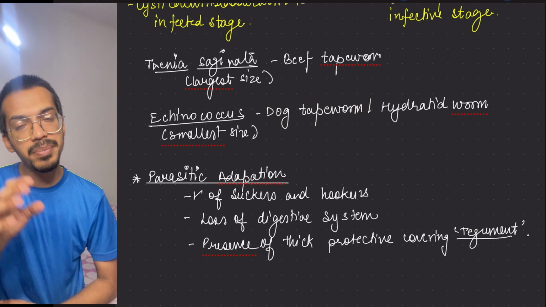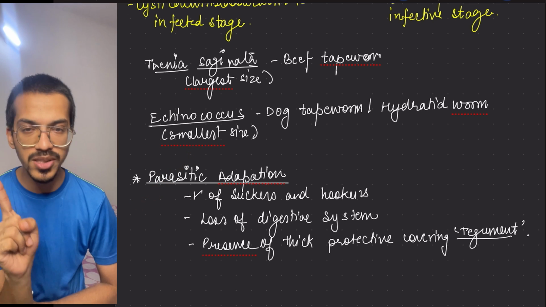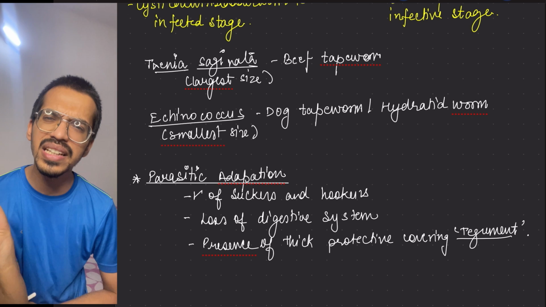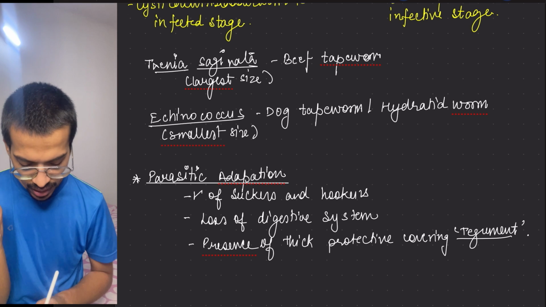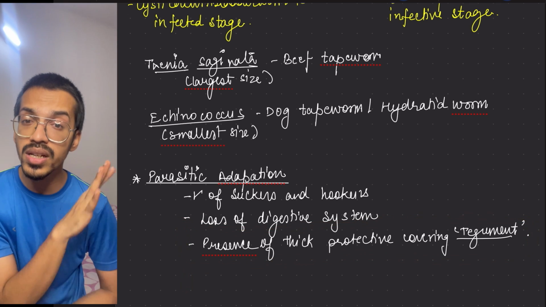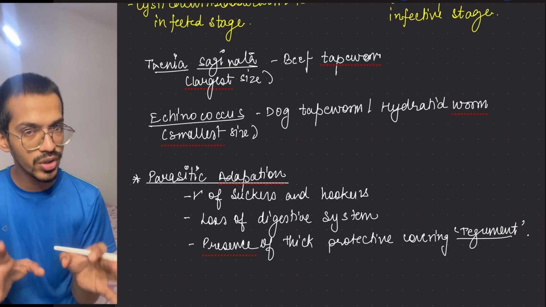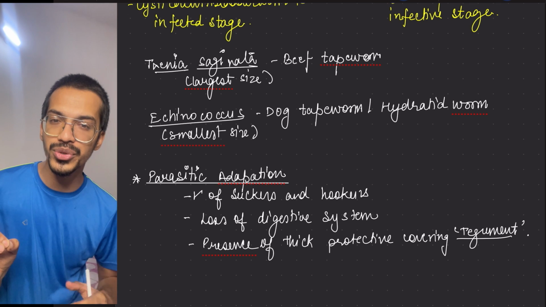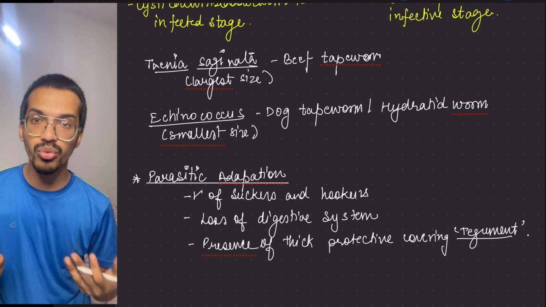Then the parasitic adaptations these organisms have. What do they do? First of all, they have suckers and hooks for attachment. Second, the digestive system is gone, meaning unnecessary organs are not present in their body. And the third one is what? They have a thick protective layer called integument, which saves them from the digestive juices. So understood, this is all about the Platyhelminthes. I hope this is understood, because these notes help you summarize things very fast.